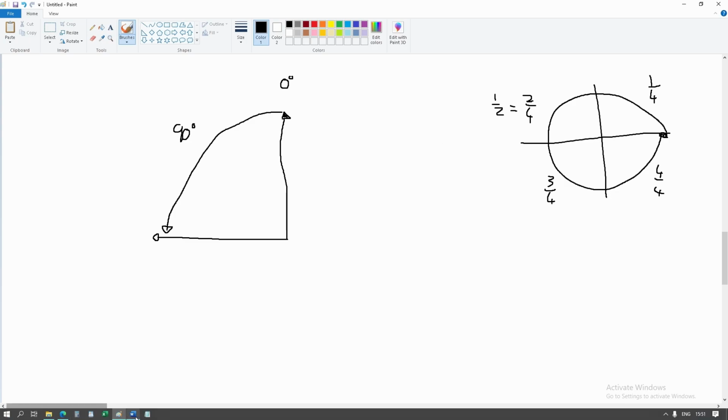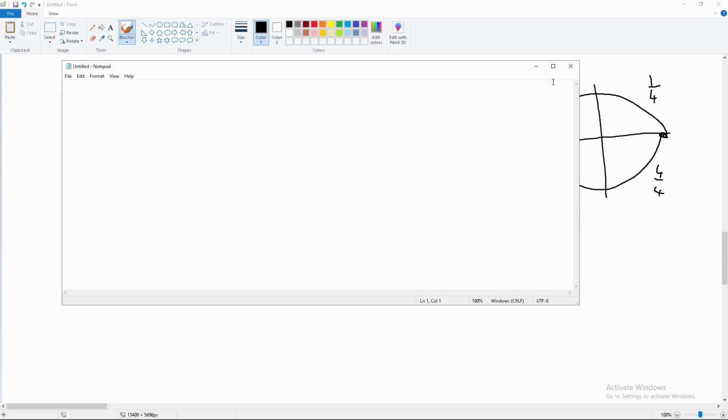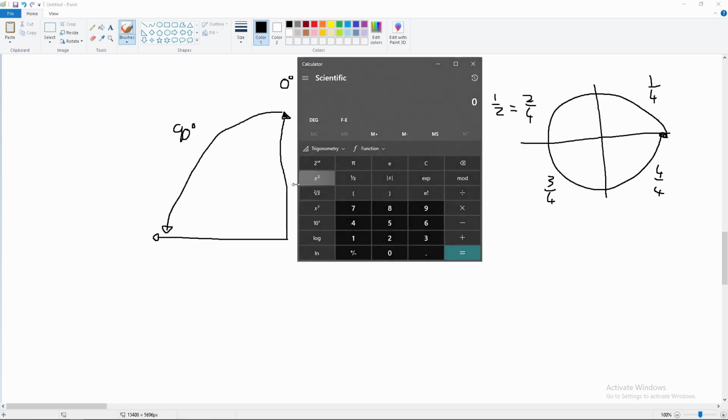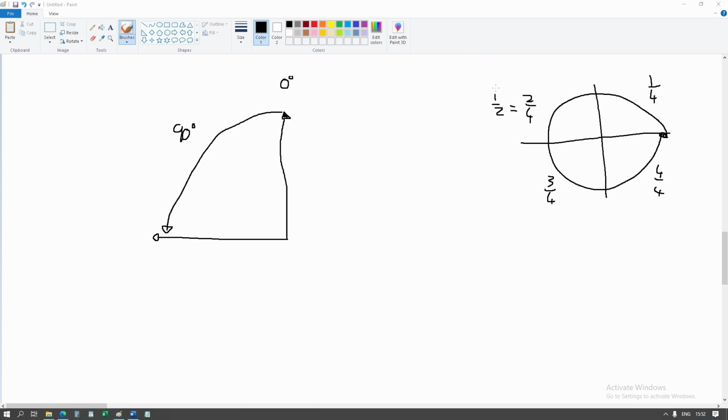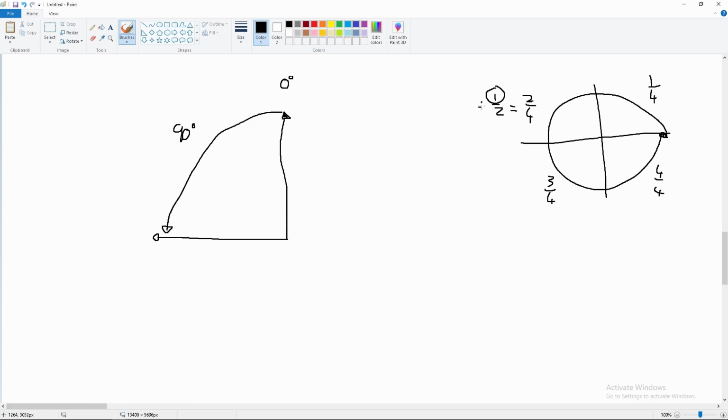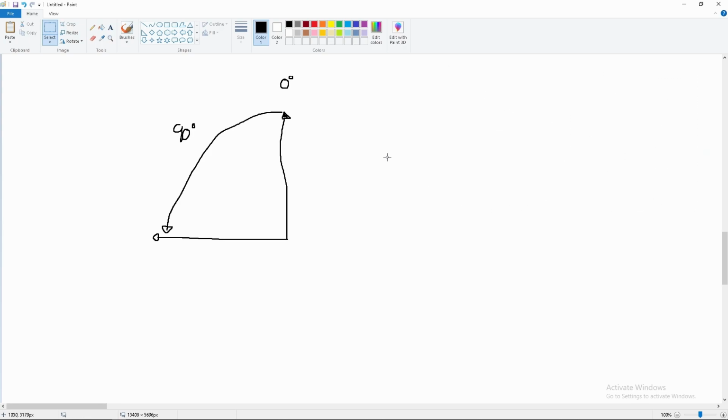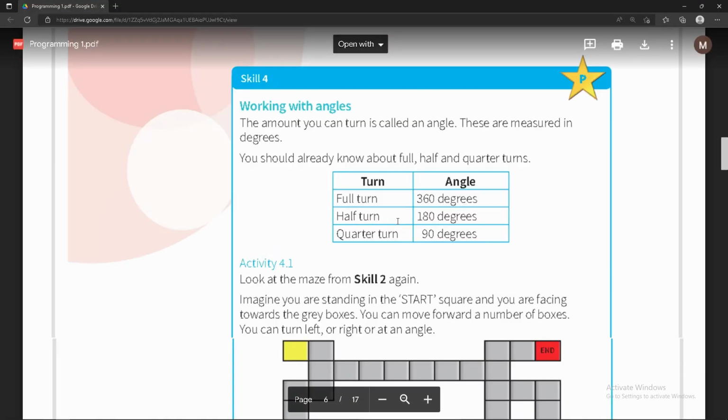You can actually check it on your calculator. If I were to type in 2 divided by 4, I would get 0.5, which is a half. And if I would say 1 divided by 2, that would also give me 0.5. With fractions, you can take the top number and divide it with the bottom number. Anyway, so that's a quick reason on why we call it quarter, half, and what's the other one?